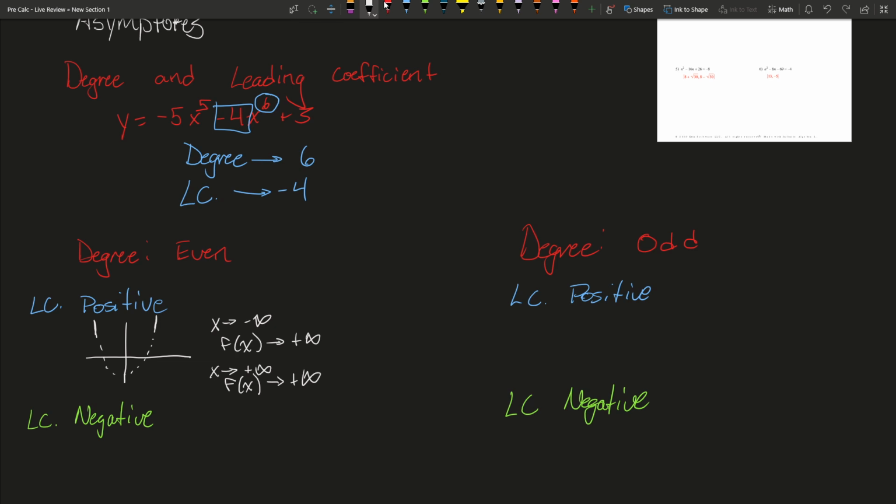When the degree is odd and the leading coefficient is positive, we'll have a graph that starts down low, does something in between, and then ends up top. So as x approaches negative infinity, f of x also approaches negative infinity. And as x approaches positive infinity, f of x also approaches positive infinity. So as we go left, the graph goes down. As we go right, the graph goes up.